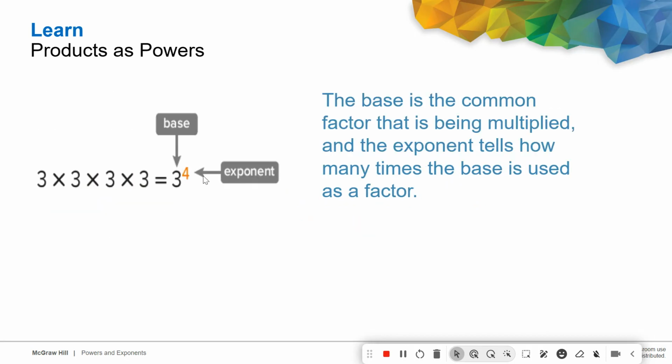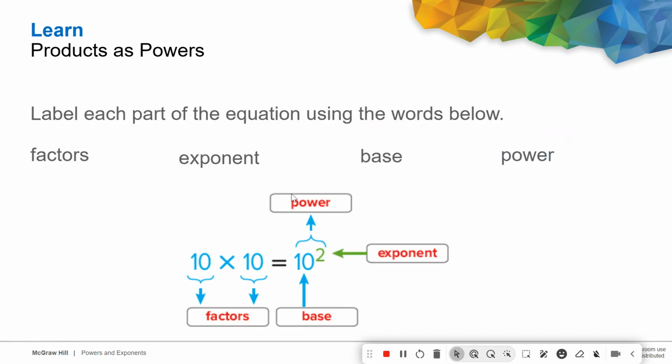Here is a little diagram showing you what the numbers are. The 3 in this example is the base, and the 4 is the exponent. The base is the common factor that is being multiplied. Notice it's a common factor. It has to be the same number over and over again. And the exponent tells us how many times the base is used as a factor. So if there were 2 other 3's over here, then this would be a 6 instead of a 4.